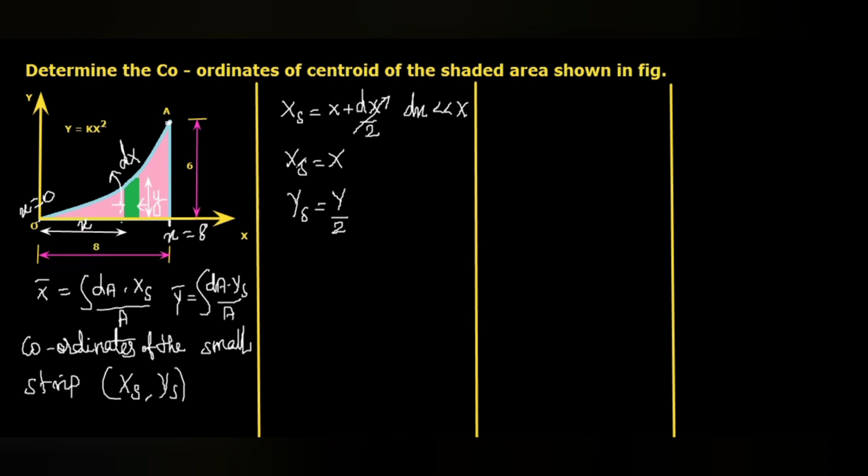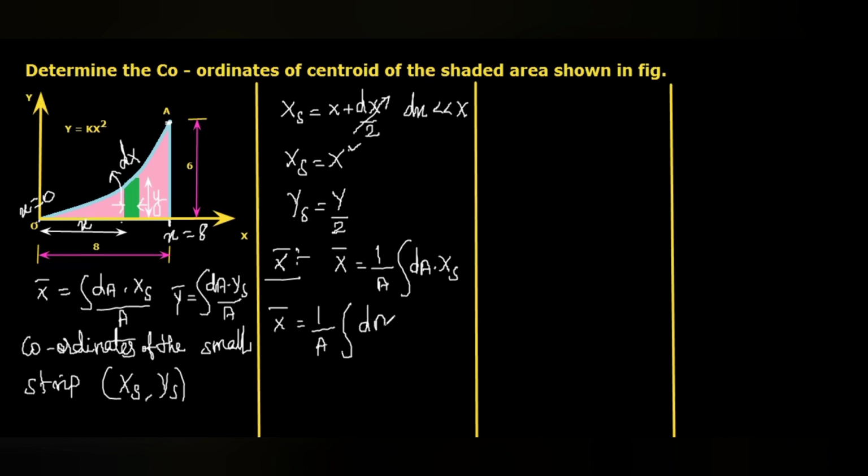So the coordinates xs is x, ys that is y by 2. So now calculate x bar. We have the formula x bar equal to 1 by A integral of dA multiplied with xs. And the xs we calculated with the value x. So when I replace, x bar equal to 1 by A integral of dA multiplied with x.